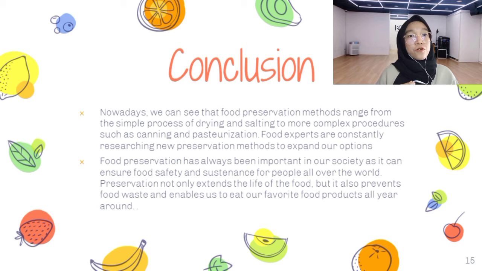Nowadays, we can see that food preservation methods have ranged from simple processes of drying and salting to more complex procedures such as canning and pasteurization. Food experts and scientists are constantly researching new preservation methods to expand our options. We can see that food preservation has always been important in our society as it can ensure food safety and sustenance for people all over the world. Preservation not only extends the life of the food, but it also prevents food waste and enables us to eat our favorite food products all year round.